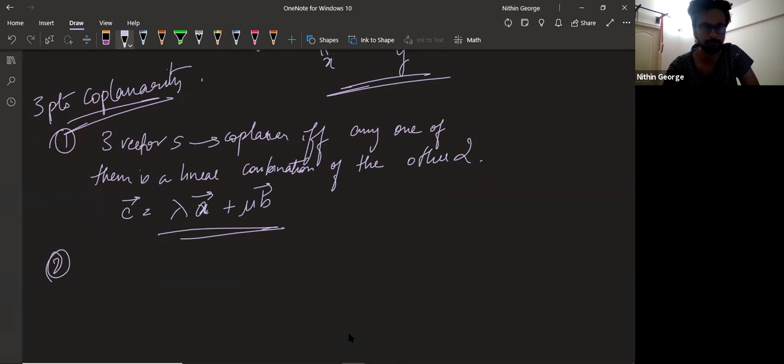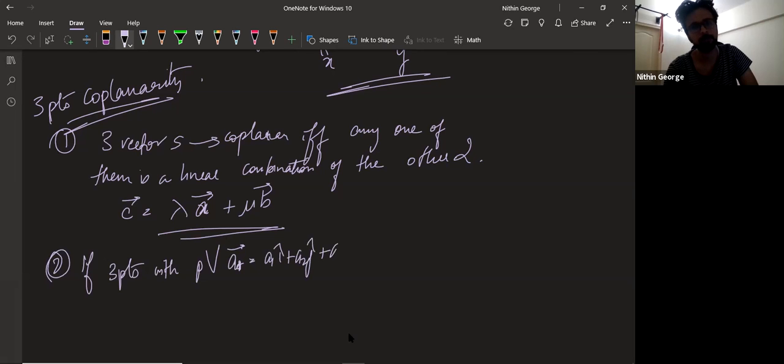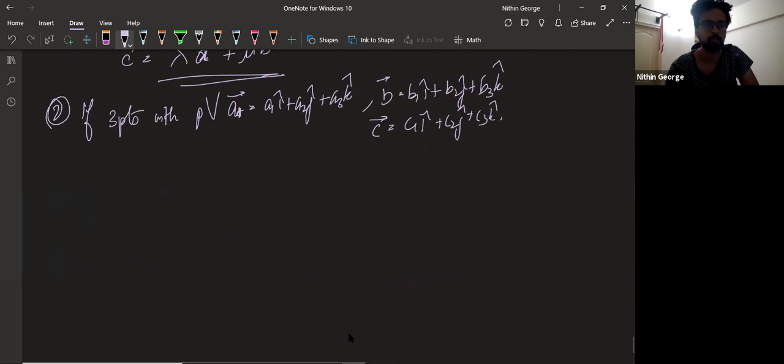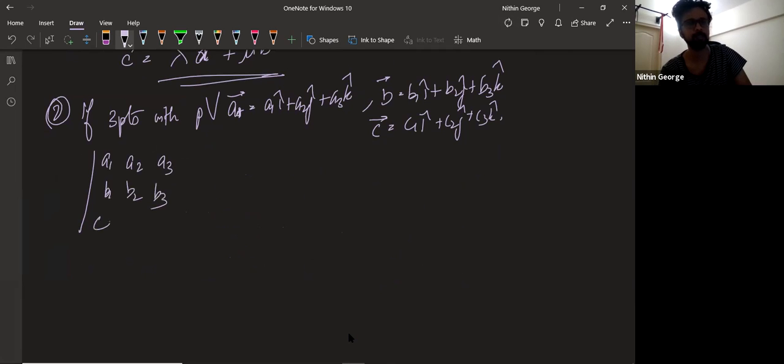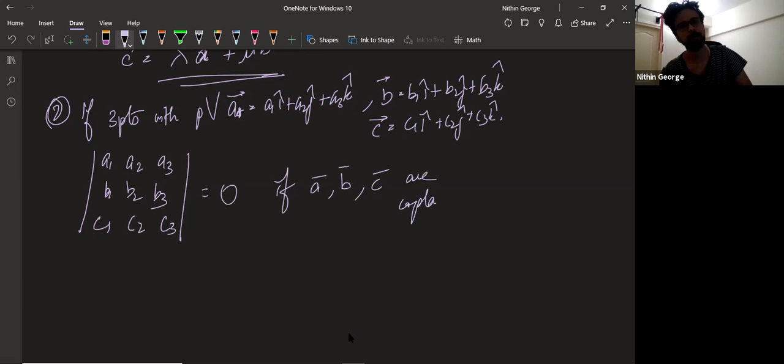Now, write the second point. If 3 points have position vectors A equal to A1 i cap, A2 j cap, A3 k cap, B equal to B1 i cap, B2 j cap, B3 k cap, and C equal to C1 i cap, C2 j cap, C3 k cap, then you simply say that the determinant of A1, A2, A3, B1, B2, B3, C1, C2, C3 equals 0 if A, B, C are coplanar. So this is the idea.